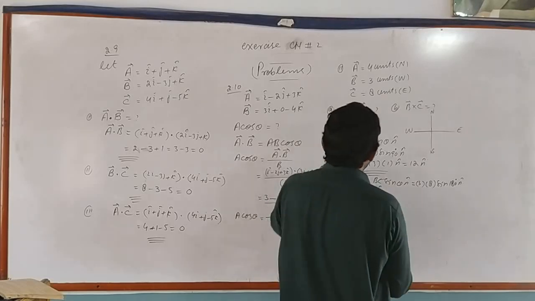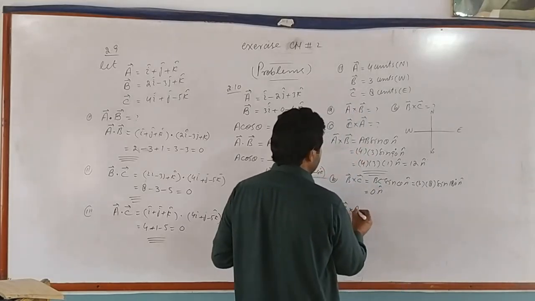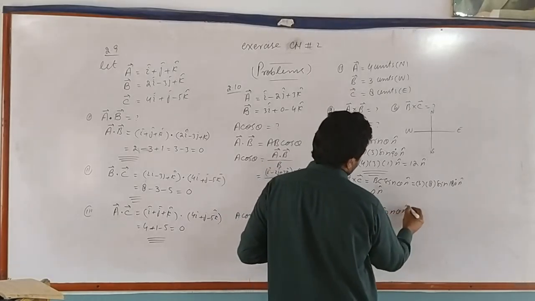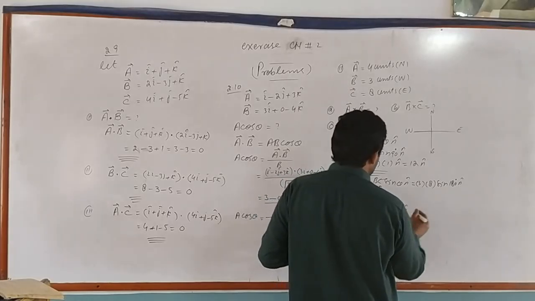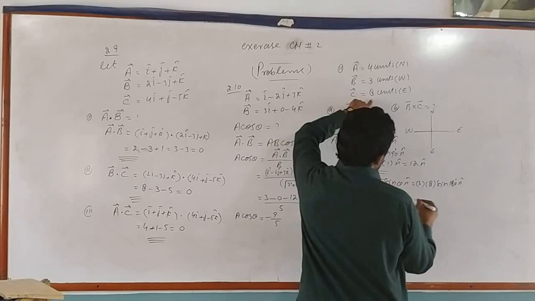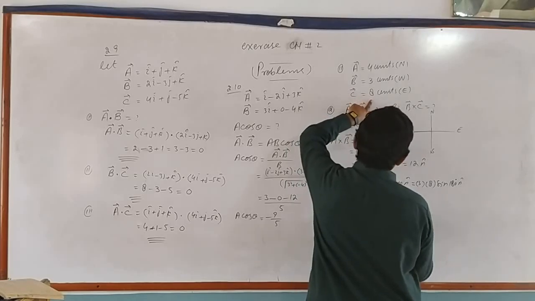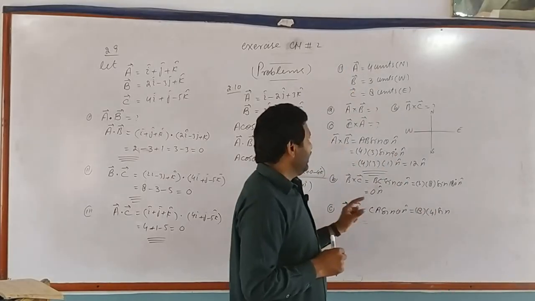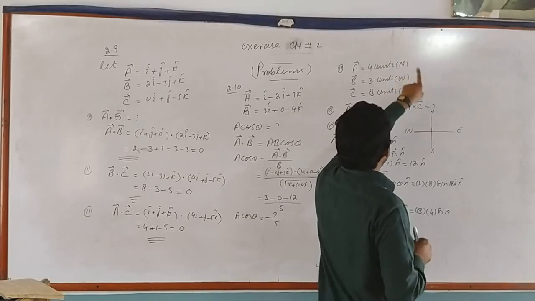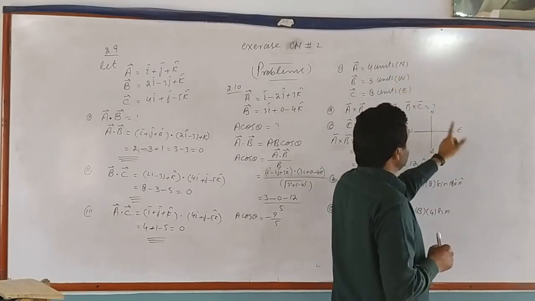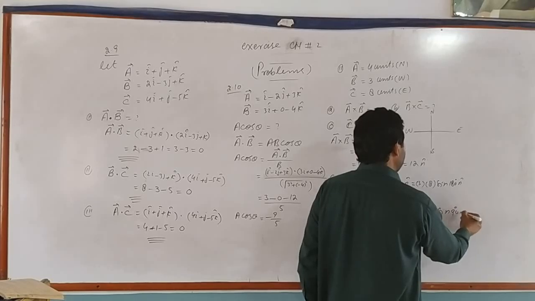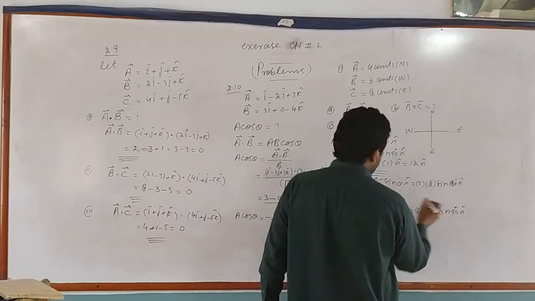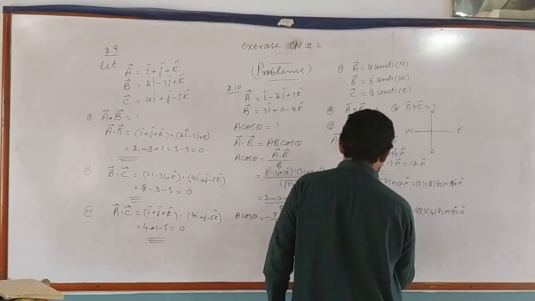Dear students, now we multiply vector C with vector A by the cross product technique. The resultant will be CA sin theta into n unit vector. Putting the values, magnitude of vector C is 8, magnitude of vector A is 4, and we need the angle between vector C and vector A. Vector A is toward north, vector C is toward east. North and east are perpendicular, so the angle between them is 90 degrees. We will solve: 8 4s are 32, sin 90 is equal to 1, so 32 n unit vector.